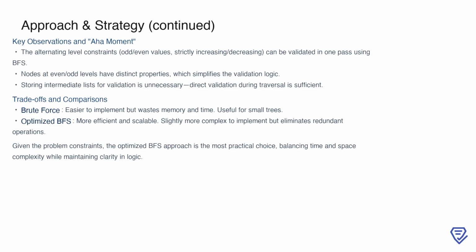When comparing the two strategies, the brute force method is easier to implement but consumes more memory and time, making it suitable only for small trees. In contrast, the optimized BFS approach is more efficient and scalable. While it introduces a slight increase in implementation complexity, it eliminates redundant operations and handles larger trees more effectively. Given these trade-offs, the optimized BFS approach strikes the right balance between time and space complexity, making it the most practical choice for this problem.